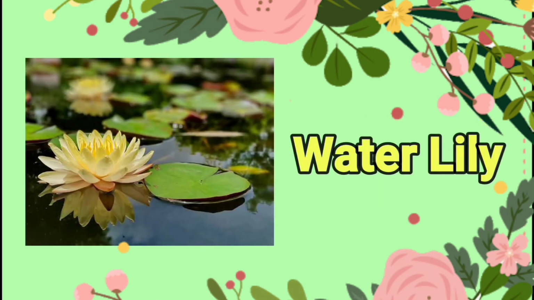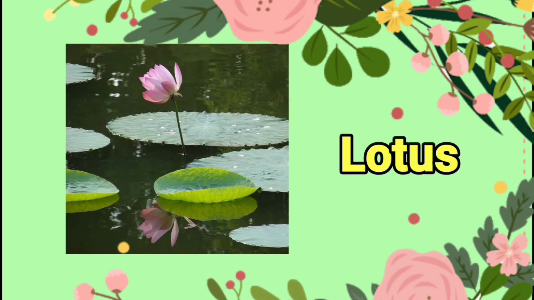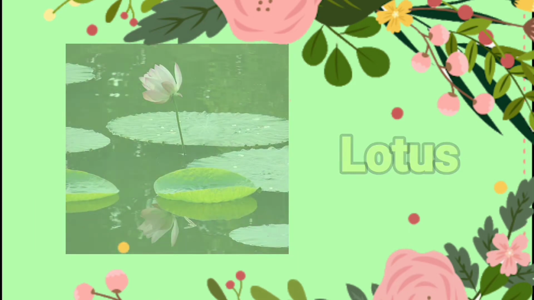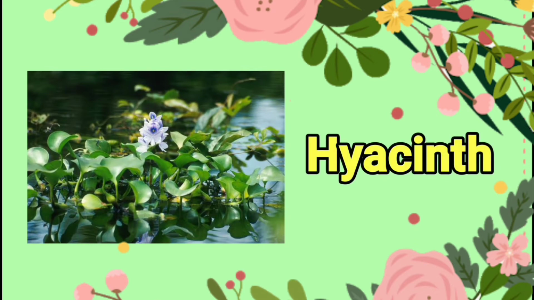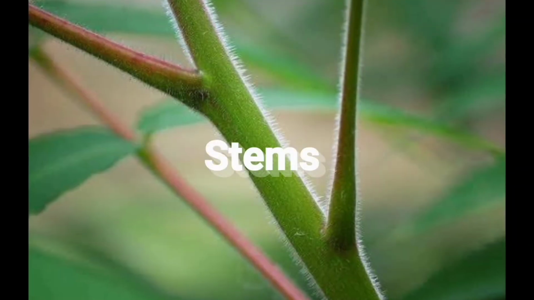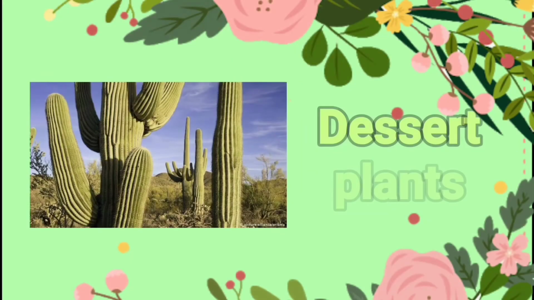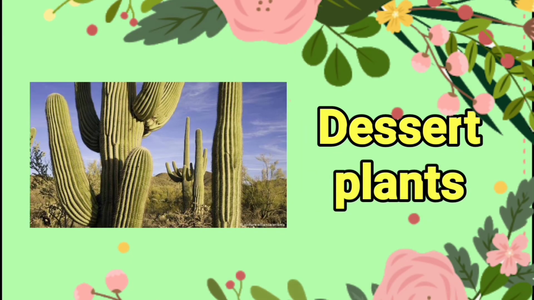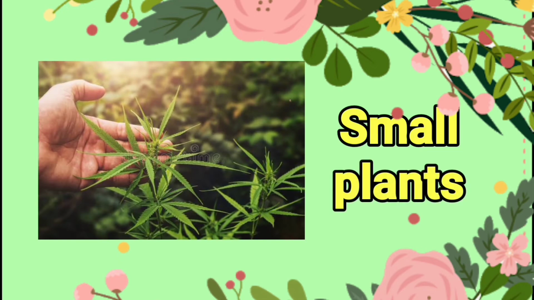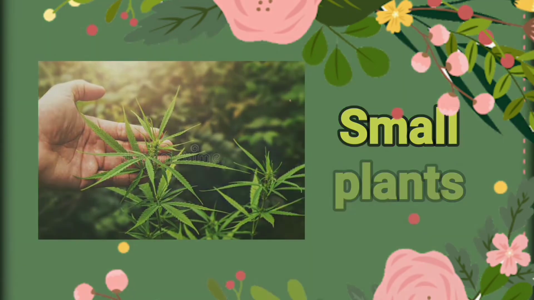The leaves of water lily are wide, thick, and buoyant leaves that help them to float. Lotus leaves are flat and broad, helping them float. Leaf stalks of hyacinth have air-filled tissues to make it float. Stems of many plants have different specialized functions. For example, thick stems of desert plants like cactuses or succulents serve as a special structure to store water. Green stems of small plants allow photosynthesis.